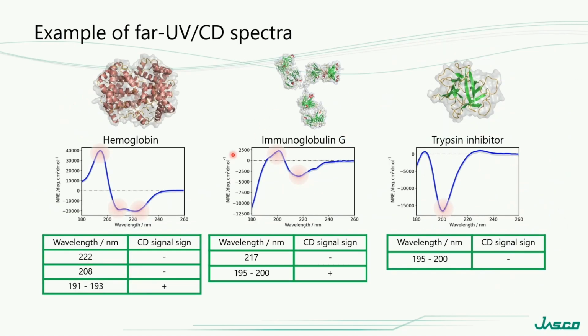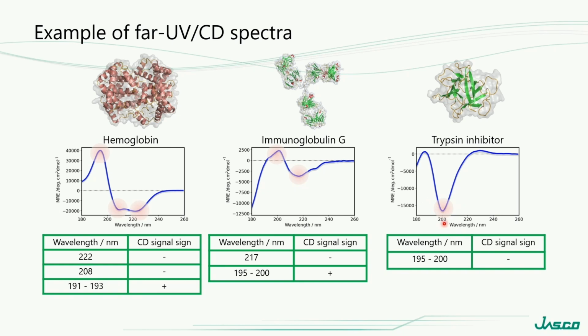Here's an example of typical far UV CD spectra. Alpha helix shows a positive signal around 190 nanometers and negative signals at 208 and 222 nanometers. Typical beta-sheet-rich protein tends to show a positive signal around 200 and a negative signal around 217 nanometers. Random coil-rich protein like trypsin inhibitor, and intrinsically disordered proteins, IDP, show a negative signal around 200.